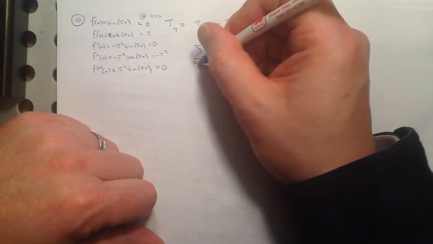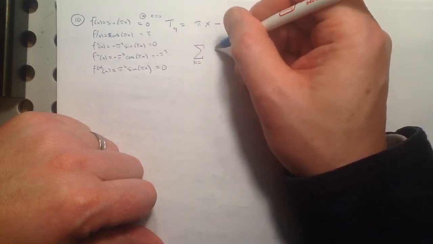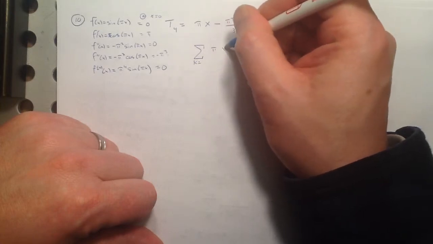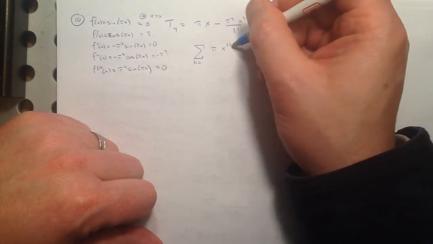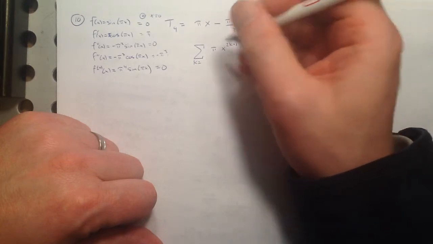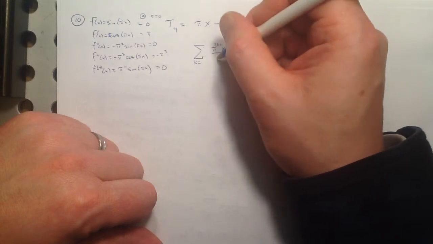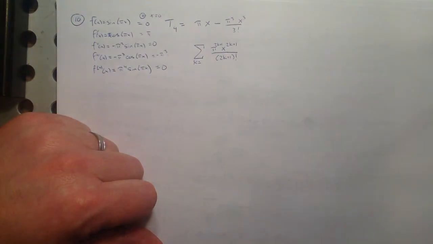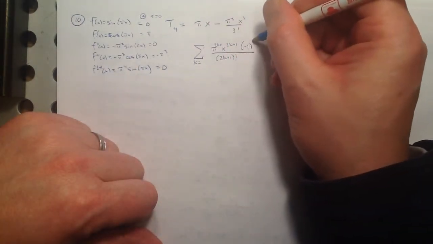So how do we make odd terms? Well, we can do x to the 2k plus 1. 2k is an even number, so if you take even numbers and add 1 to them, you get odd numbers. And then I need to raise pi to that same power, 2k plus 1. And on the bottom, I have the same 2k plus 1 factorial. And the signs are flipping, so I also need a sign flipper.